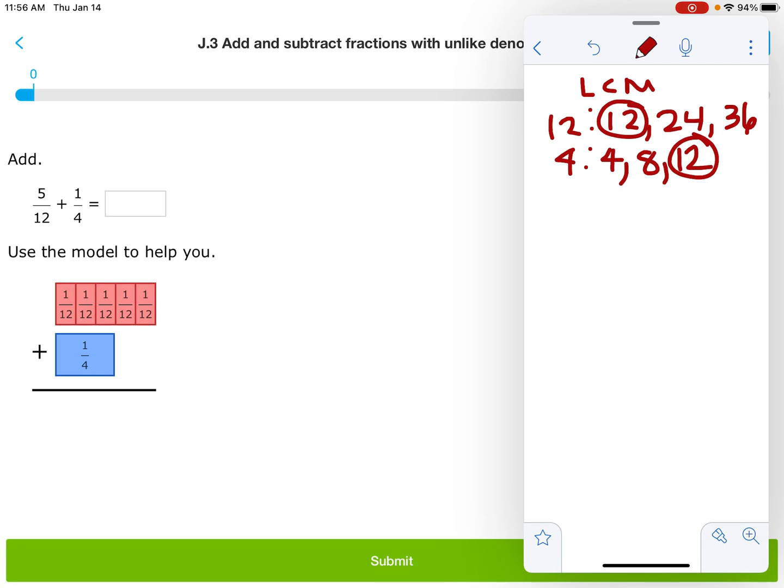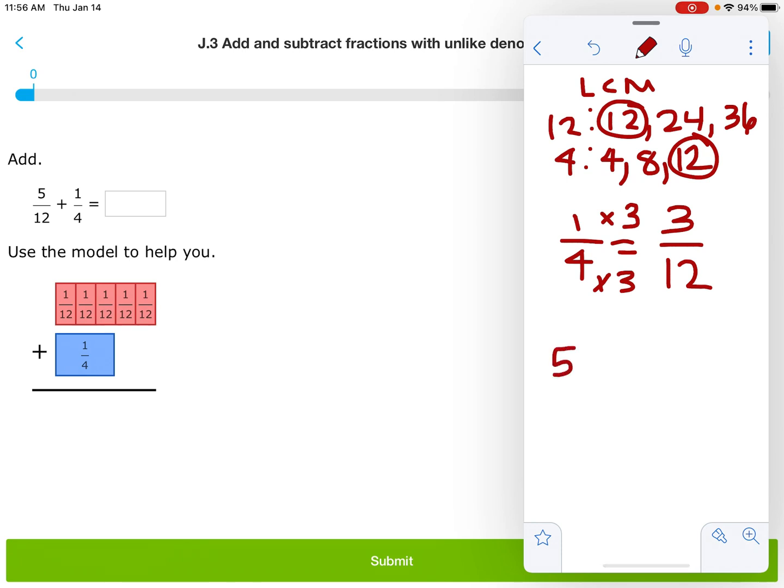Well, 5/12 is already there, but we need to change 1/4. So remember, to do that, we need equivalent fractions. So we think 4 times what gives us 12? Well, 4 times 3 gives us 12. What we do to the bottom, we also have to do to the top. 1 times 3 gives us 3.